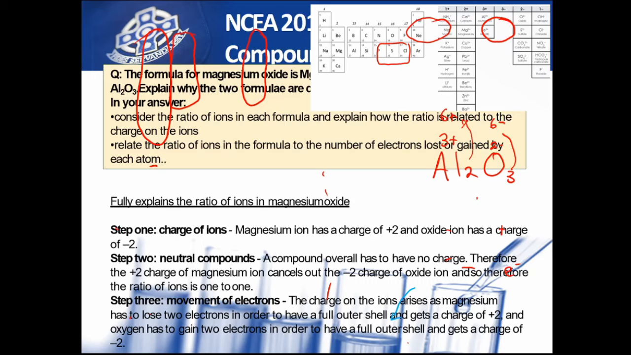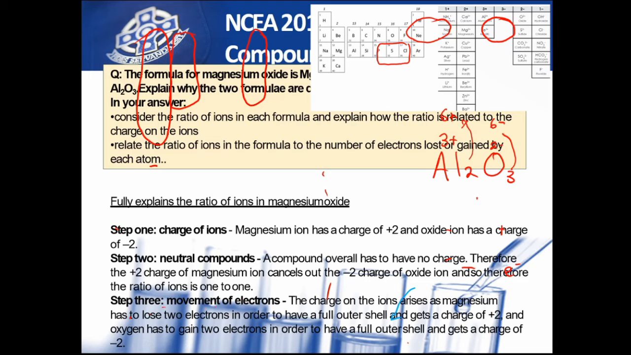You can see there, step 1, charge of the ions. Magnesium has a charge of 2 plus, and oxide ion, so oxygen, has a charge of 2 minus. So step 2 is neutral compound. Magnesium oxide is neutral, so a compound overall has no charge. Therefore, the plus 2 charge of the magnesium ion cancels out the negative 2 charge on the oxide ion, and so therefore the ratio of the ions is 1 to 1.